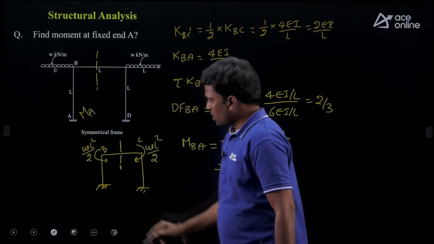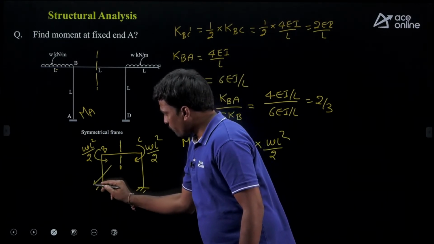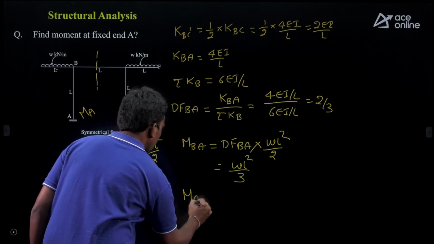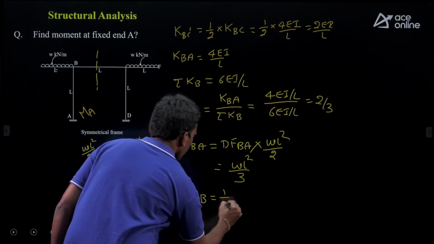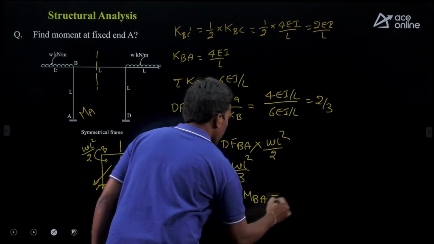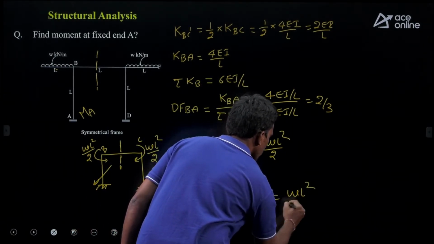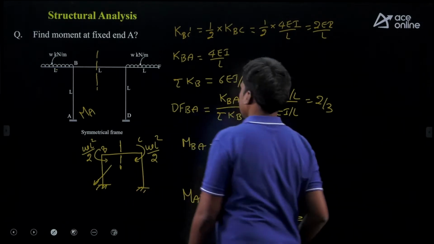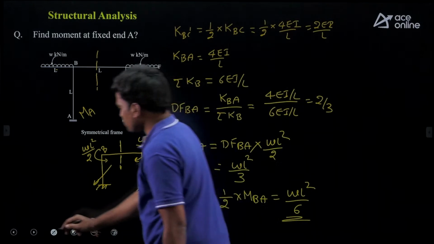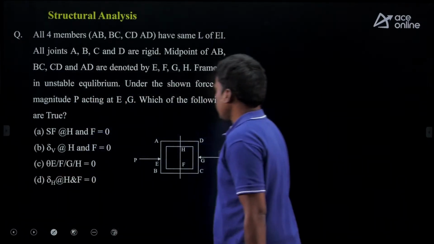Students, the far end is a fixed support, so half of the moment will carry over in the same direction. It means the moment at A equals half of the moment BA. Then this is WL square by 6. What is the moment at A? WL square by 6. Next question.